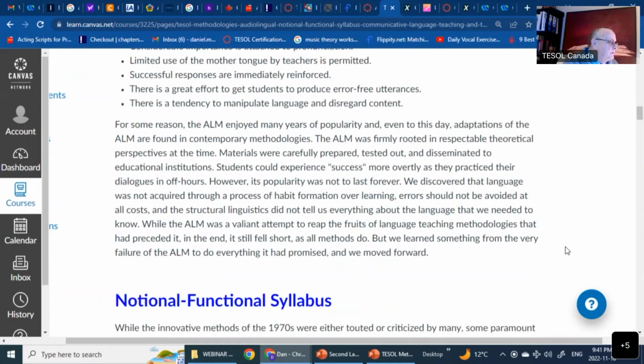But we learned something from the very failure of the ALM to do everything it had promised, and we moved forward. The important thing to remember with all of these methodologies is that no one methodology is perfect by itself. It's important to use the best items from a number of methodologies in your teaching environment.